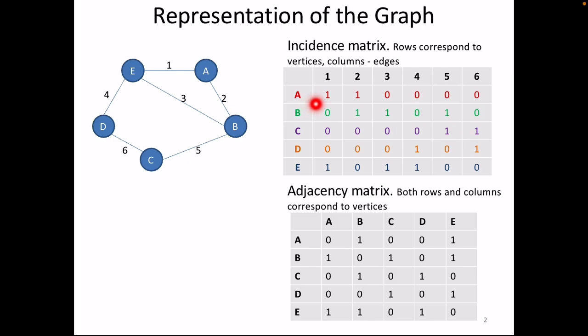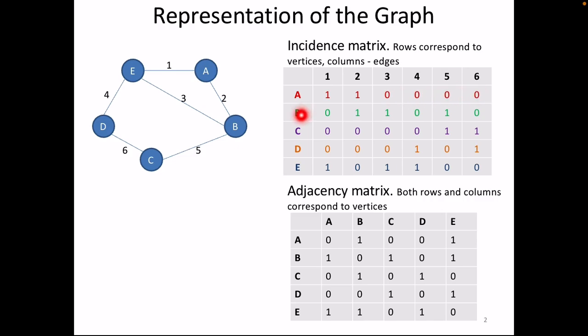If vertex A is connected to edge 1, we mark 1. It is also connected to edge 2, so we mark 1 here. It's positive incident, that they are connected. But as we can see, vertex A is connected to edge 1 and edge 2, but it's not connected to edge 3, 4, 5, 6. So for edges 3, 4, 5, 6 there are zeros.